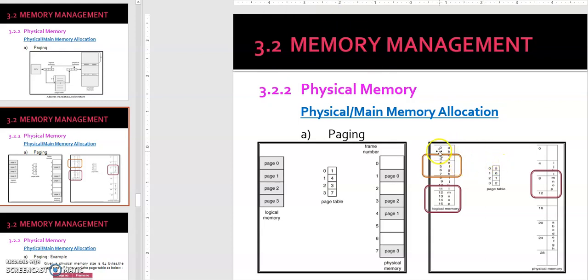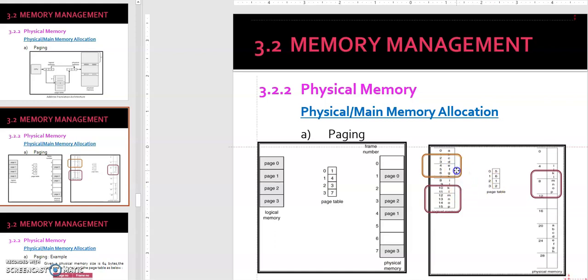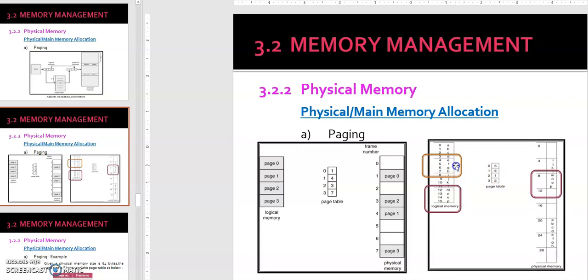Where is page 2? This is page 2. Page 2 is in frame number 1. Oh, still up. Sorry. Here we go. Okay. So this is page... Okay. Page 1. Okay, so page 1 is located at frame number 6.